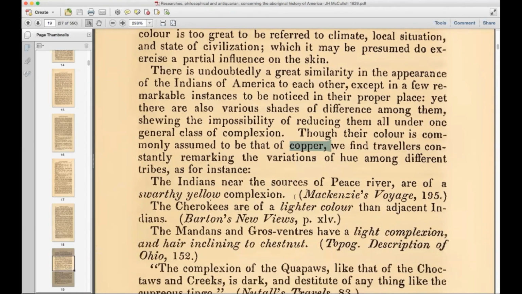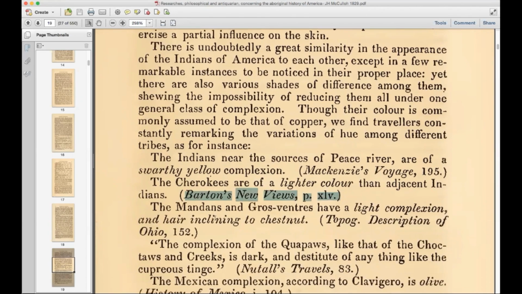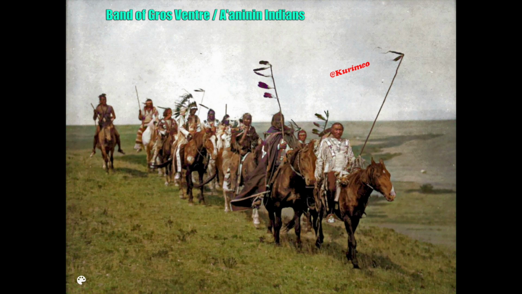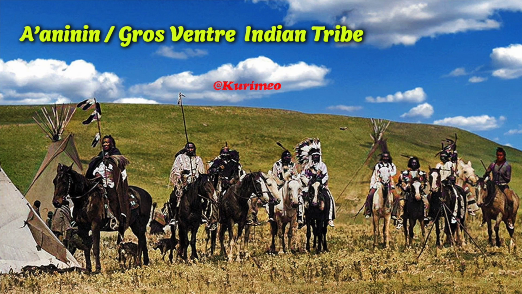So it says the Indians near the source of the Peace River are of a swarthy yellow complexion. Swarthy means dark. So, dark yellow complexion. Mackenzie's Voyage, 195. All right. The Cherokees are a lighter color than adjacent Indians. Barton's New Views. Depends on what years, right? The Mandans and Gros Ventres have a light complexion and hair inclining to chestnut. All right, so this is from Description of Ohio, 152.